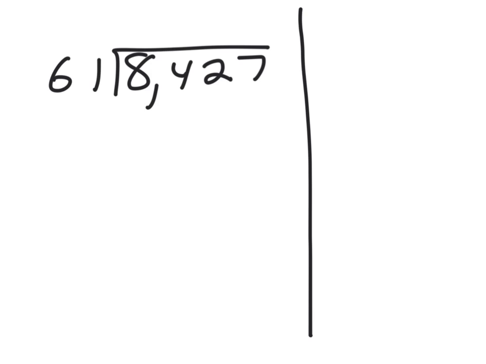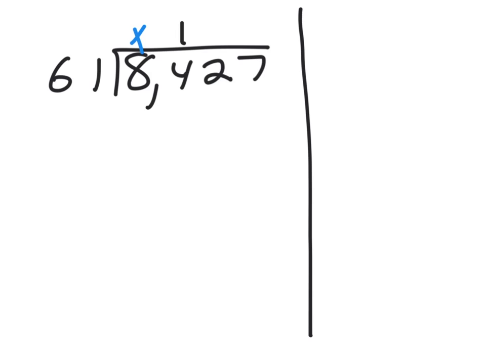Okay, I'm going to look and see right away. Okay, 61 obviously doesn't fit into 8. It never will. You've got a two-digit divisor and one number. Does 61 fit into 84? Aha, it does. I got an easier problem here. 61 goes into 84 only one time because 60 times 2 is 120, and that's definitely bigger.